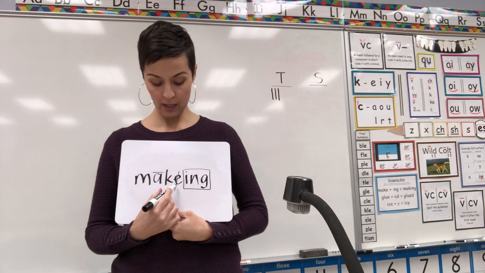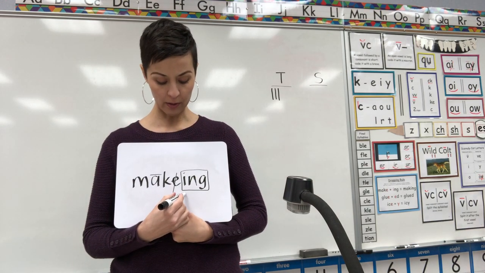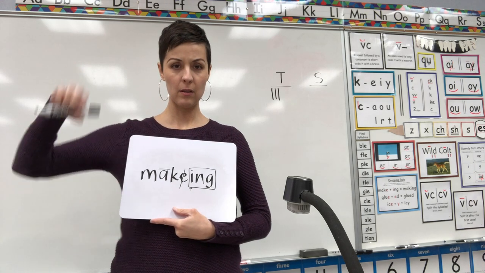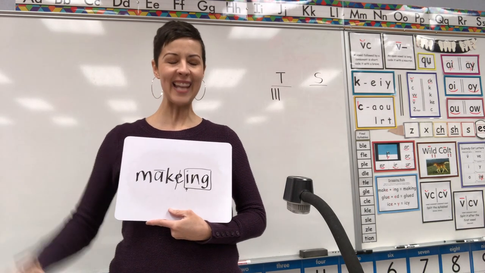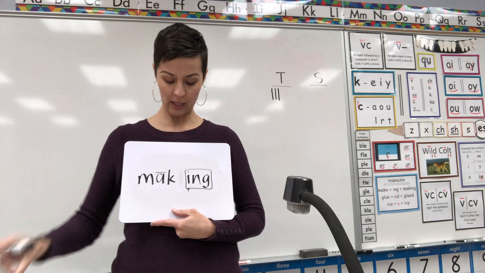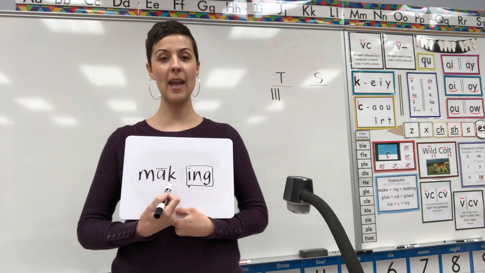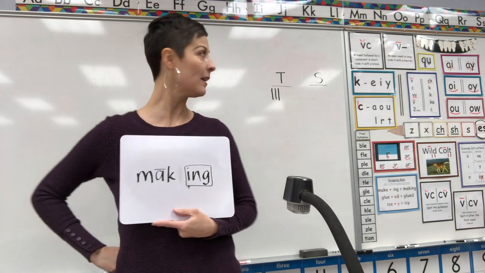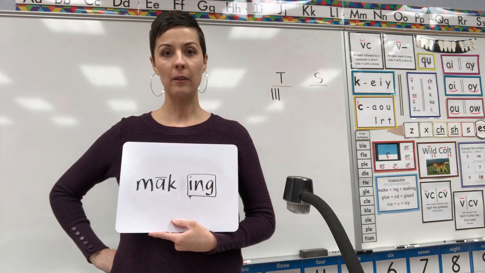Dropping rule: if an E comes in front of a vowel suffix, and ing is a vowel suffix because it starts with a vowel, you drop it. You drop it. Dang it! Oh, I forgot to drop it again. Making should be just spelled M-A-K-I-N-G. Man! I am not doing very well.